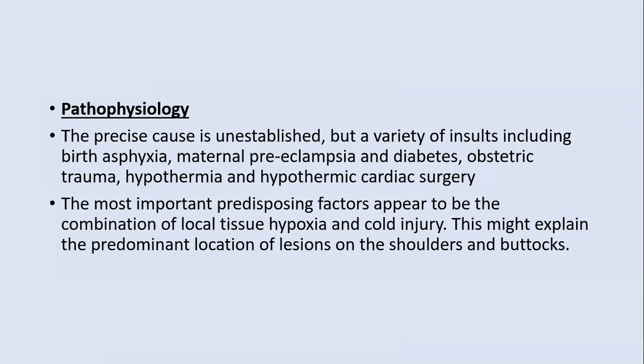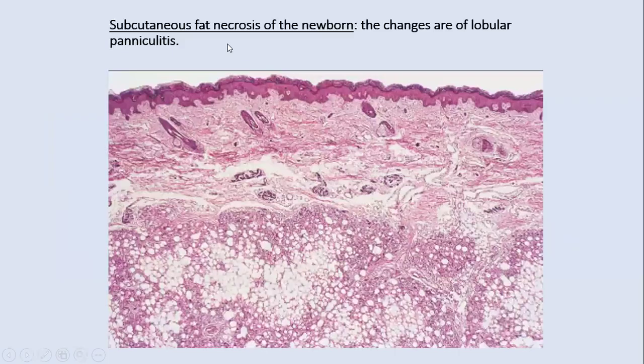Pathophysiology. The precise cause is unestablished, but a variety of insults include birth asphyxia, maternal preeclampsia, diabetes, obstetric trauma, hypothermia, and hypothermic cardiac surgery. The most important predisposing factor appears to be a combination of local tissue hypoxia and cold injury. This might explain the predominant location of this condition on the shoulders and buttocks.